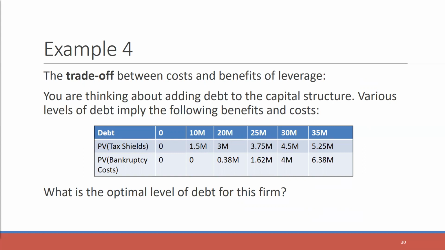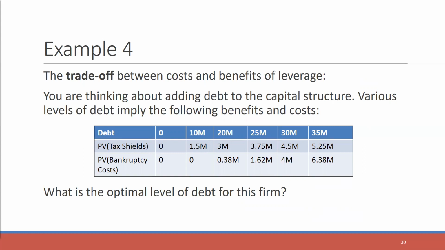Okay, so what do we have? We've got all of these different debt levels. The firm could have a debt level of 0 all the way up to 35. And then for each debt level, we've got the present value of a tax shield and the present value of a bankruptcy cost. How are we going to set this up?